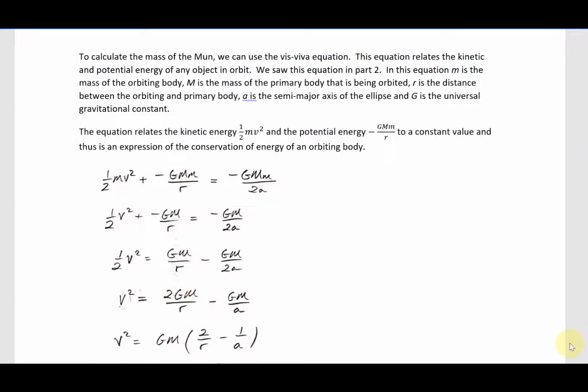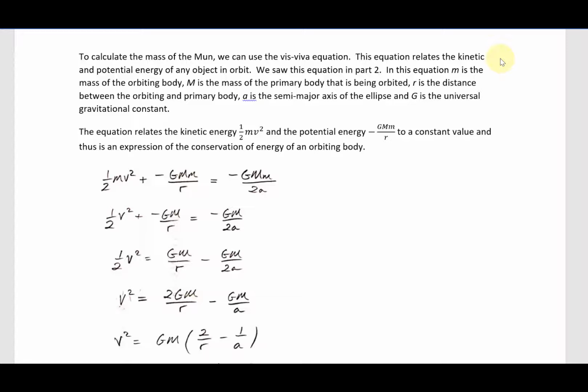To calculate the mass of the Mun, we can use the vis-viva equation. This equation relates the kinetic and potential energy of any object in orbit. We saw this equation in part 2 of this series. In this equation, m is the mass of the orbiting body, big M is the mass of the primary body that's being orbited, r is the distance between the orbiting body and the primary body, but we have to make sure to include the radius of whatever primary body we're orbiting. It's an easy thing to miss.